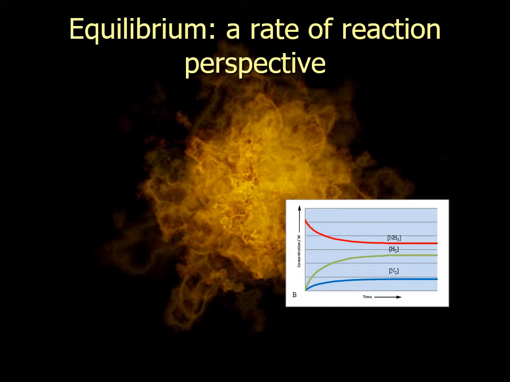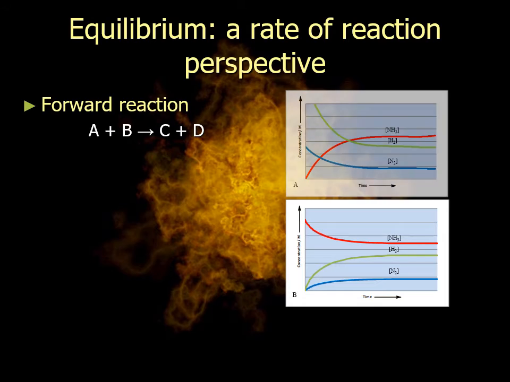So equilibrium, a rate of reaction perspective. So let's say the forward reaction, our typical general equation, A plus B goes to C plus D. So you start with all A's and B's and no C's and D's, and then you monitor how they change over time. Well, in the graph on the right-hand side are A's and B's. In this specific case, they are hydrogen and nitrogen, so their concentrations are starting at a high point.